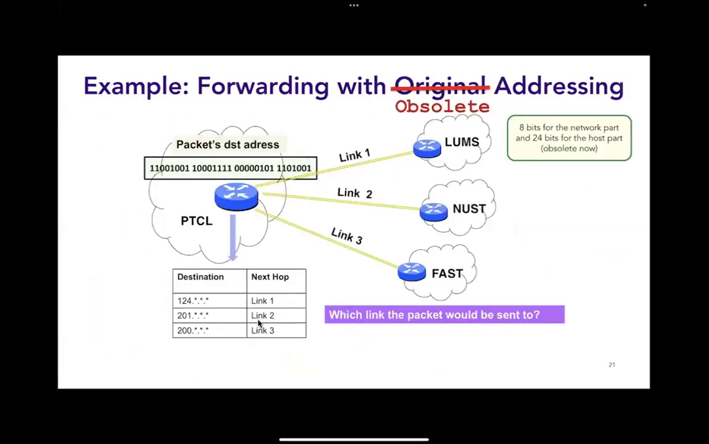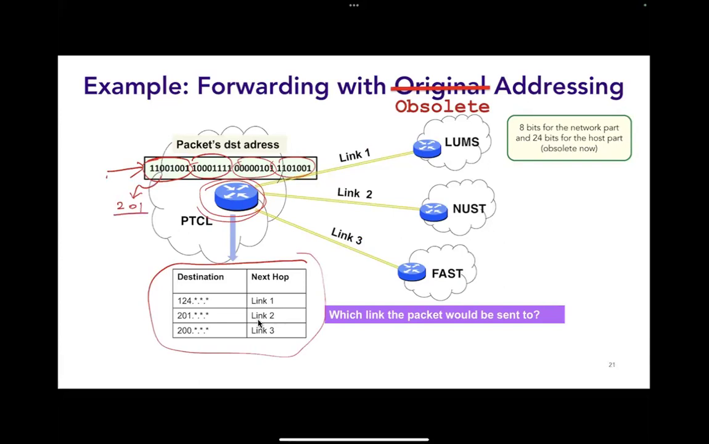Okay. So here is an example of forwarding with obsolete addressing. If you look at these IP addresses, let's say there is a router here, which has a table given by this, and receives a packet with a destination IP address, which is given by this. If you look at the first 8 bits here, this represents 201. The next 8 bits can also be converted into the respective decimal notations.